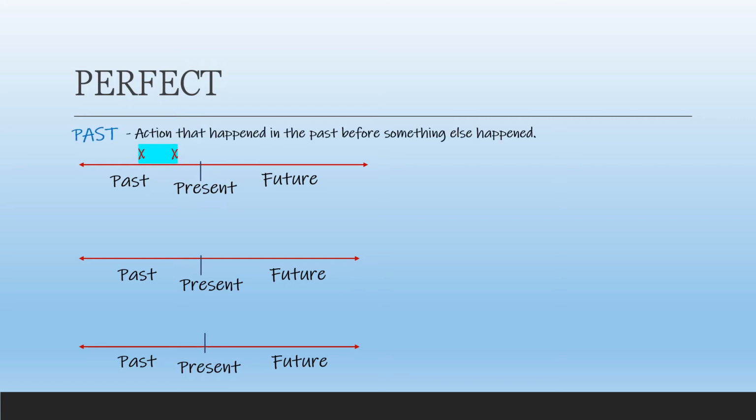Past. The action has happened in the past and something else has happened after it. For example, Rahul had woken up before his mother called him in the morning. So, Rahul had already woken up when the second action, which was his mother calling him, happened.